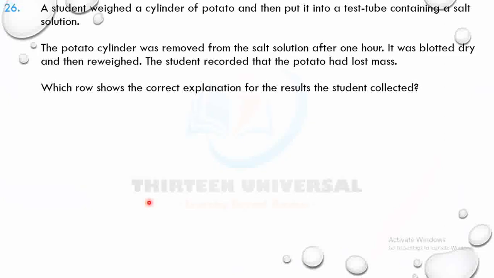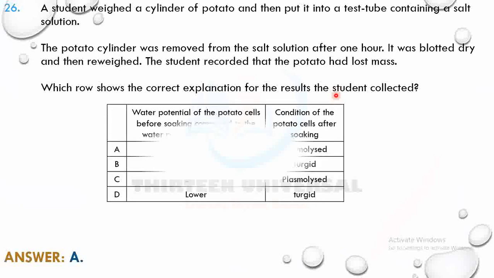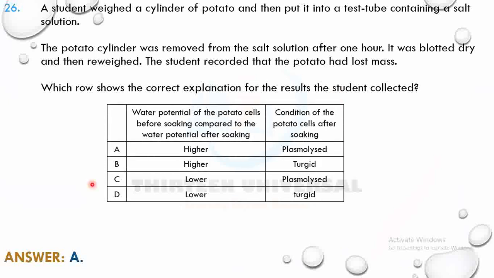All right. A student weighed a cylinder of potato and then put it into a test tube containing a salt solution. The potato cylinder was removed from the salt solution after 1 hour, blotted dry and then reweighed. The student recorded that the potato had lost mass. So what type of solution is that? Which row shows the correct explanation for the result the student collected? Why did it lose mass? It says A, but let's find out.